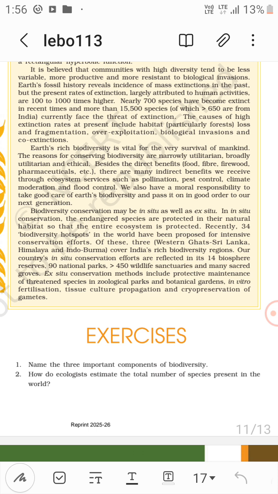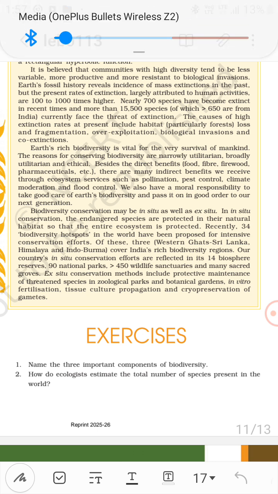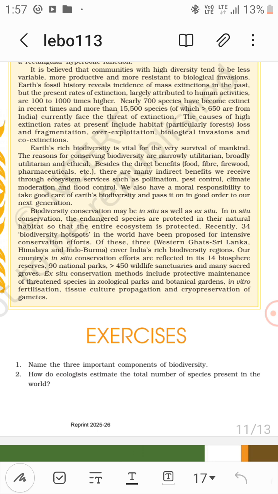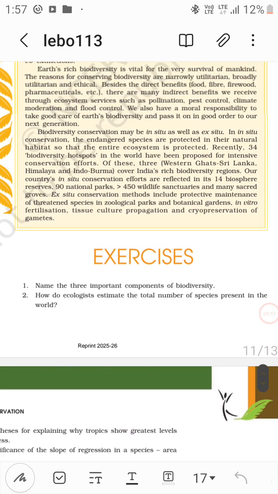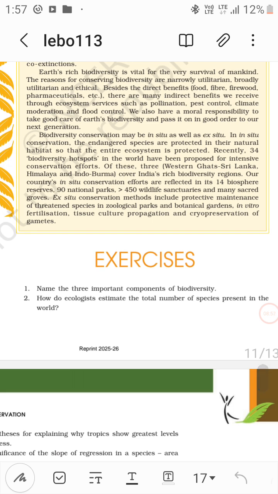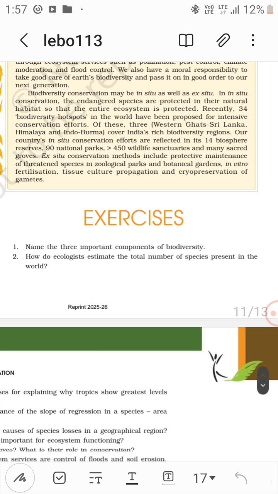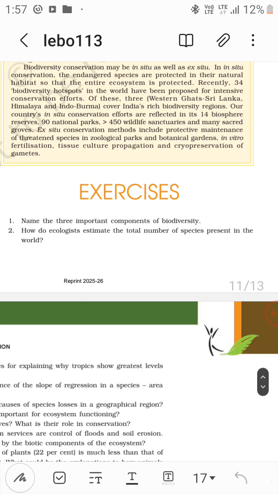Threatened species are maintained in zoological parks and botanical gardens, using in vitro fertilization, tissue culture propagation, and cryopreservation of gametes. So, national parks, more than 450 wildlife sanctuaries, right? And many sacred groves and 14 biosphere reserves, right?